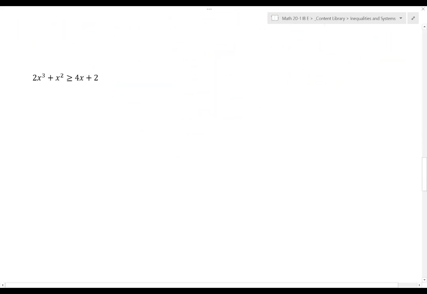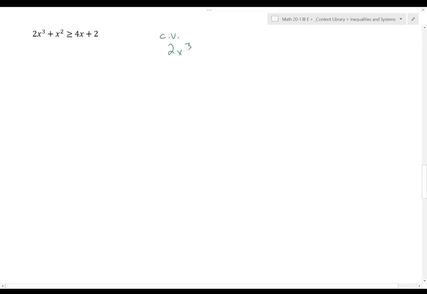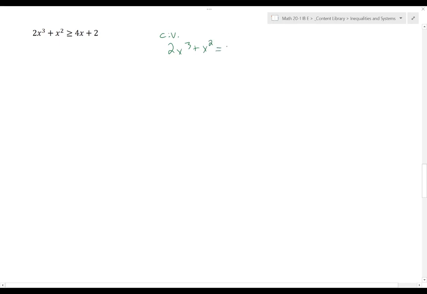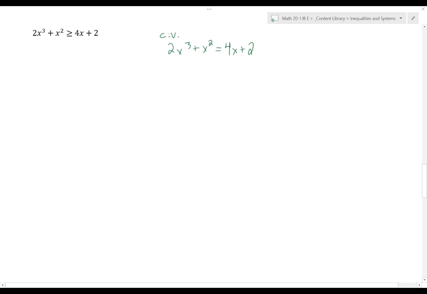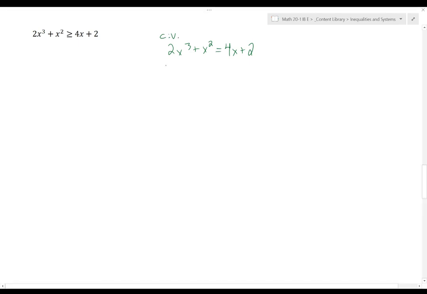All right, let's move on to something other than just quadratic, cubic here. Well, we have to start in the same way. Critical values are when 2x cubed plus x squared equals 4x plus 2. Now, in this case, it is possible to factor by grouping, but I am going to follow proper protocol, move everything over to one side. So 2x cubed plus x squared minus 4x minus 2 equals 0.